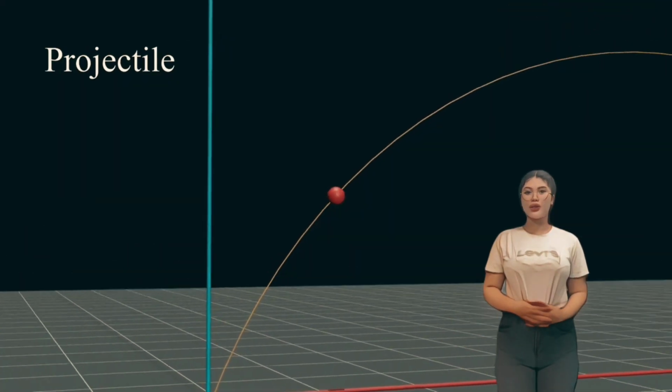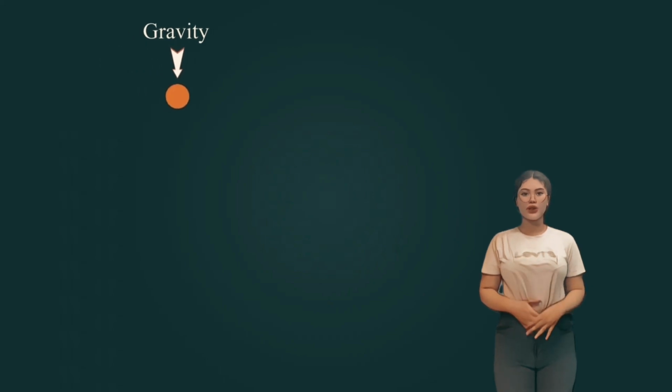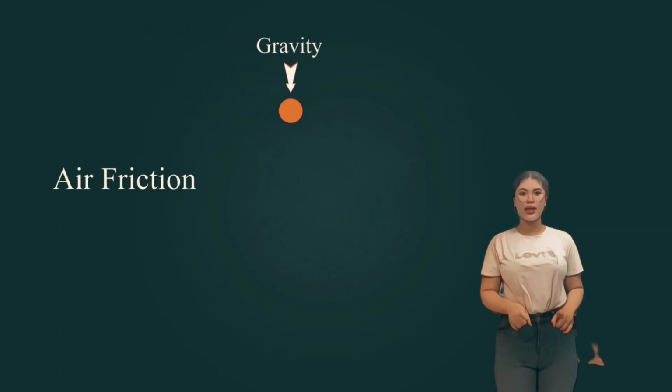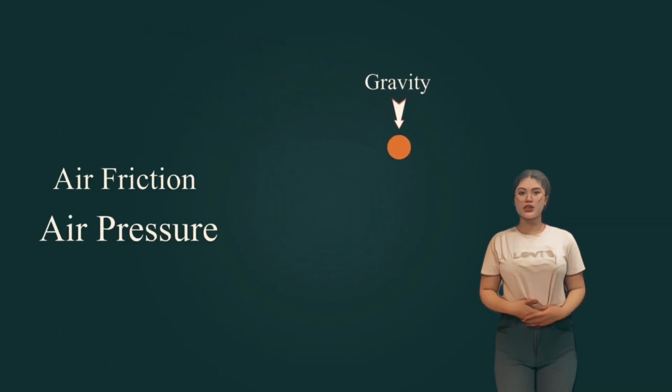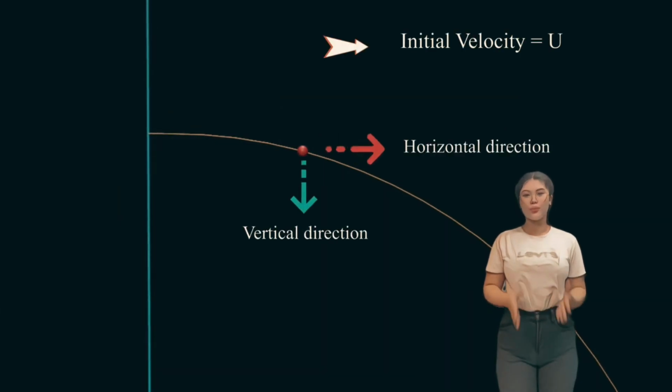Let's find out! Projectile motion occurs when an object is launched into the air and moves along a curved path under the influence of gravity with no other forces acting on it, except air resistance. The object is called projectile and its motion is a combination of horizontal and vertical motion. To understand this, let's break it down.